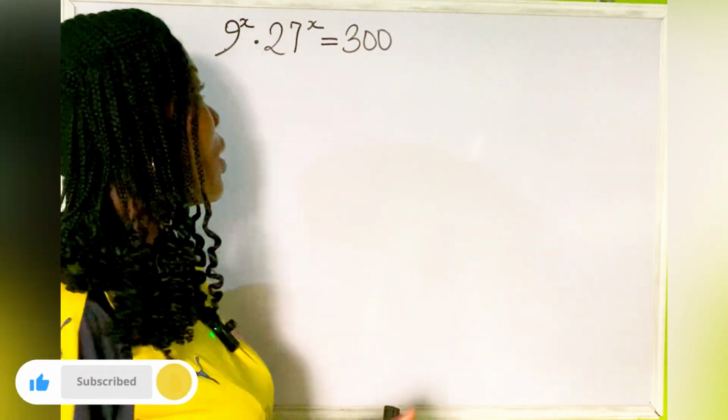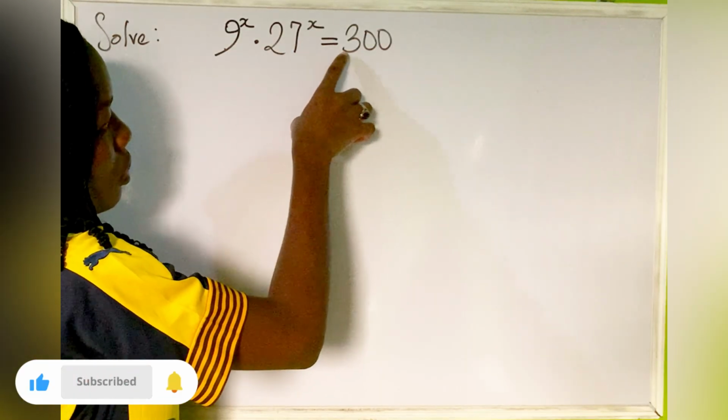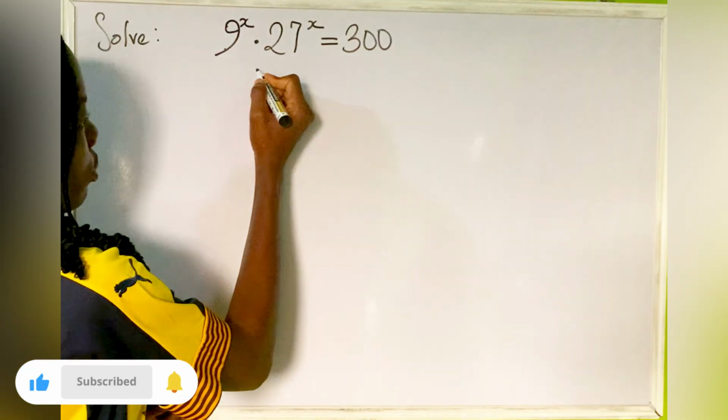Let's solve this question together. We have 9 to the power of x multiplied by 27 to the power of x is equal to 300. Find the value of x. Okay, let's solve. It's a solution.